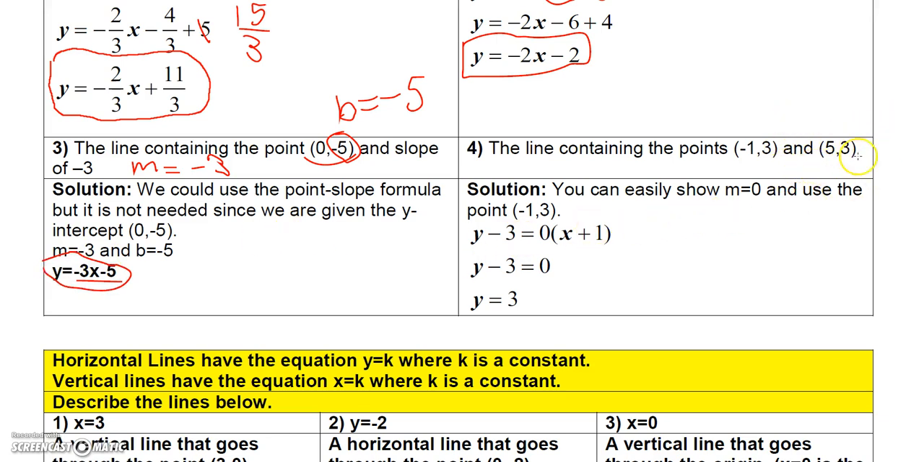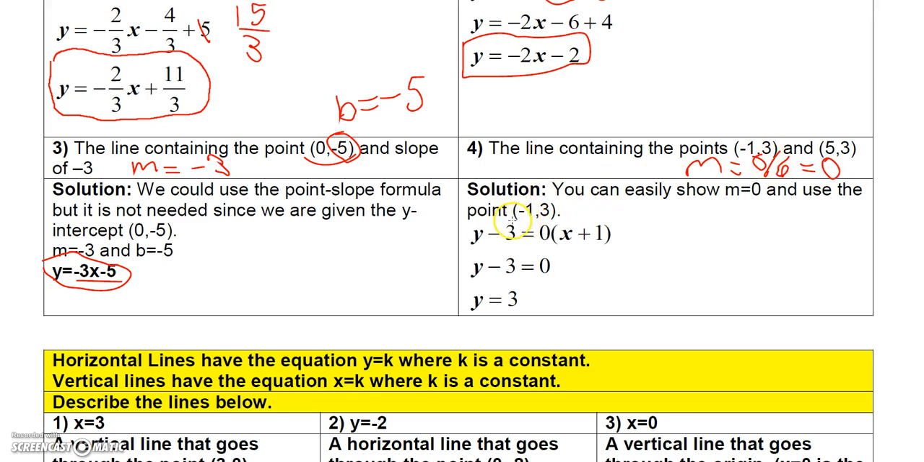Okay, I've got one more here I'll do. I've got this one, the line containing these 2 points. Well, what's interesting is if you find the slope of the line that goes through these 2 points, you'll get 3 minus 3, which is 0, over 5 minus negative 1, so that's 5 plus 1, which is 6. So you can show easily that the slope here is actually 0 divided by 6, and 0 divided by 6 is 0. So the slope here would be 0.